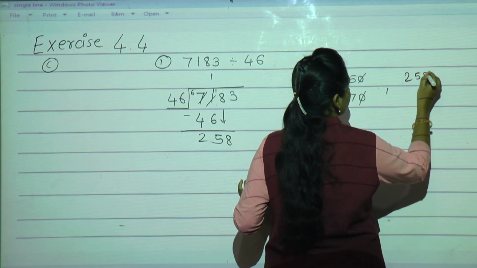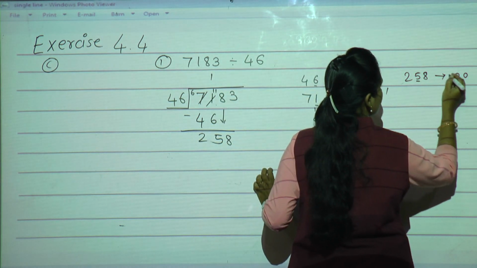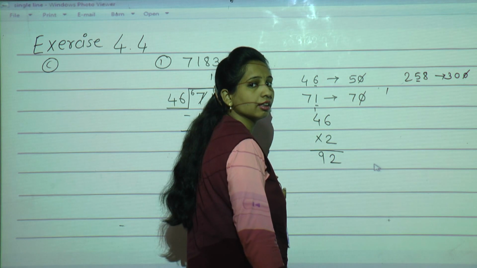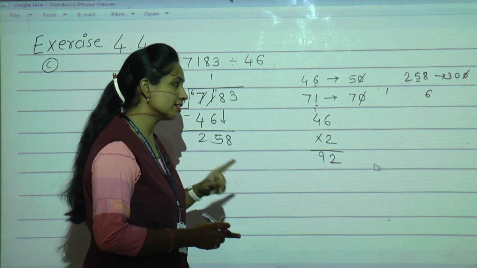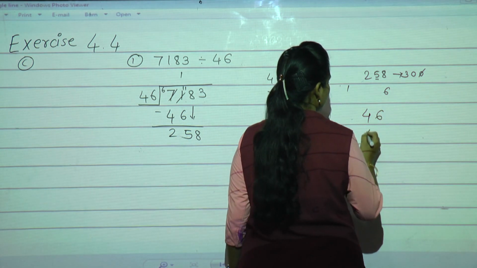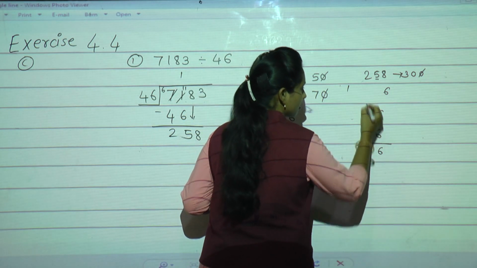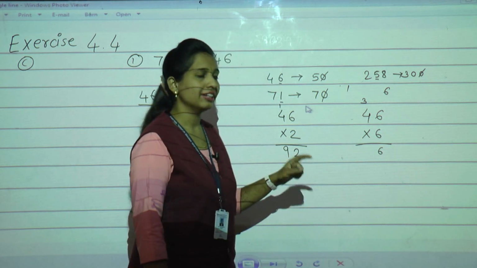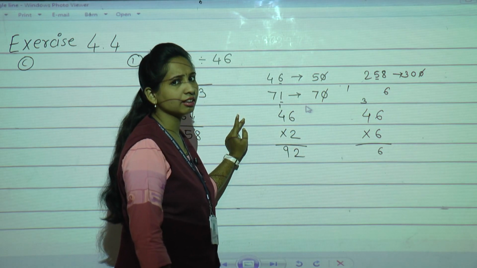258. What is the rounding number? Nearest 100? 300. Okay. Now cross 10 10. How many times 5 means 30? 5 6s are 30, isn't it? So what is our estimate quotient? Is 6. Now we will try with estimate quotient with actual divisor. 46 multiplication by 6. 6 6s are 36, isn't it? 6 4s are 24. 24 plus 3, 27, isn't it? Is it correct?